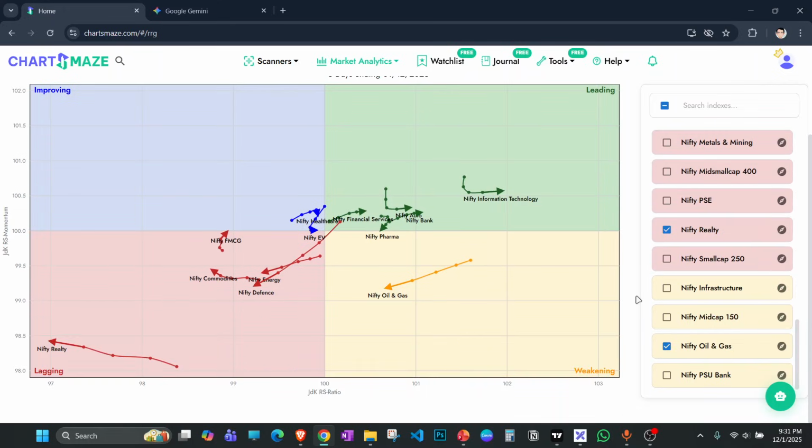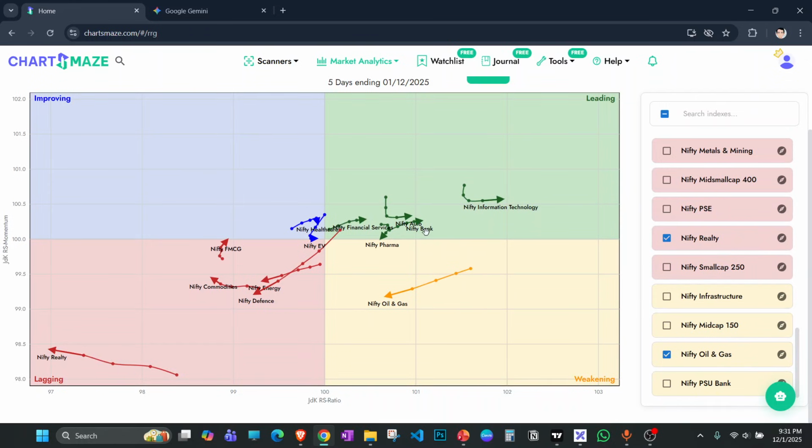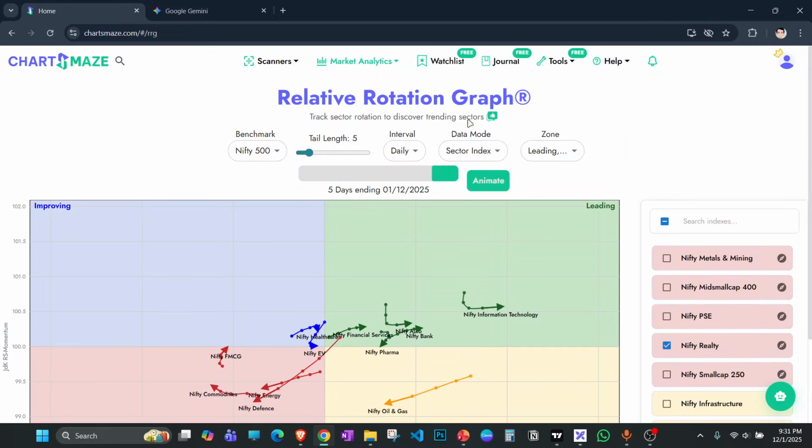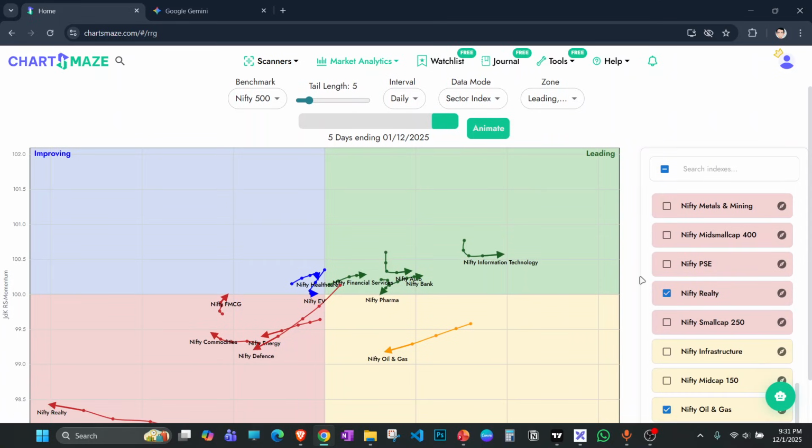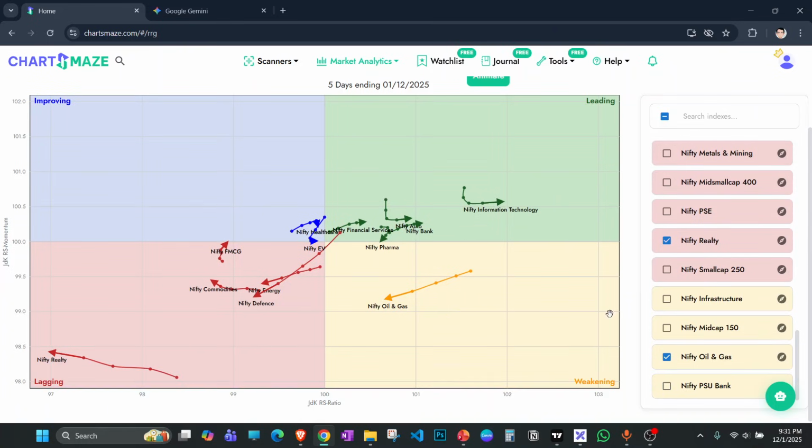So if you look at this, this is the current snapshot based on today's market. One thing that is clear is that Nifty IT, Nifty Auto, Nifty Bank, and Nifty Financial Services are definitely leading sectors. That means they are performing better than our benchmark, that is Nifty 500, and they still have momentum. That means the rate at which the stock prices are changing in this particular index or sector is higher as compared to the overall market. Then we have Nifty Oil and Gas, which is still relatively doing better than the index, but it is losing momentum and moving towards the lagging zone.